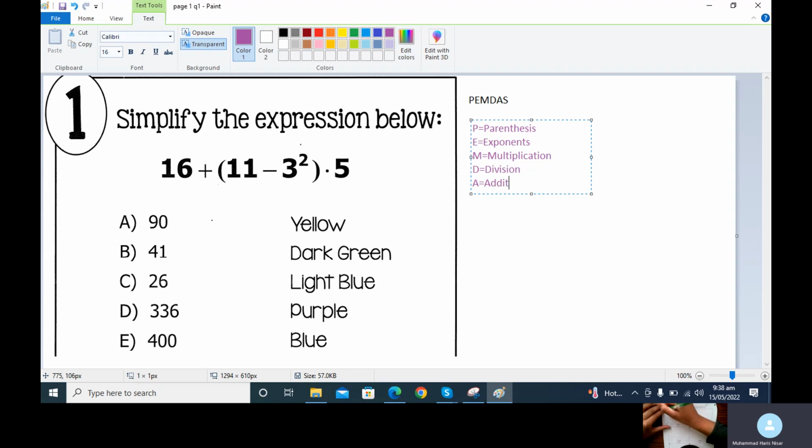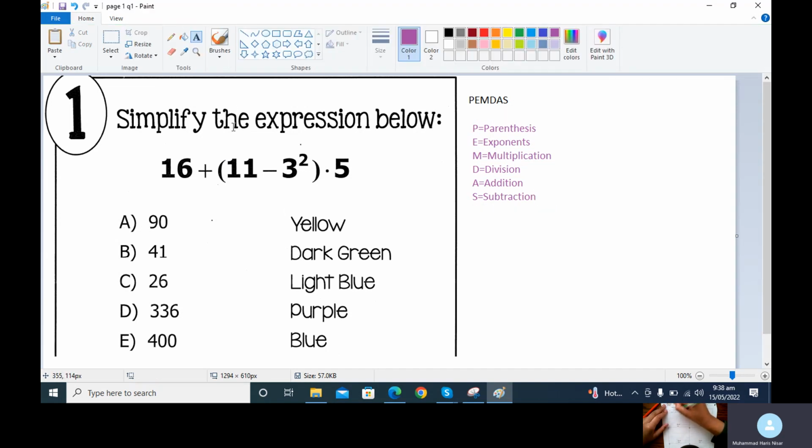So the expression below: 16 plus 11 minus 3 squared, times 5. Now you will tell me what to do here. What do we solve first? Tell me. PEMDAS. Okay.